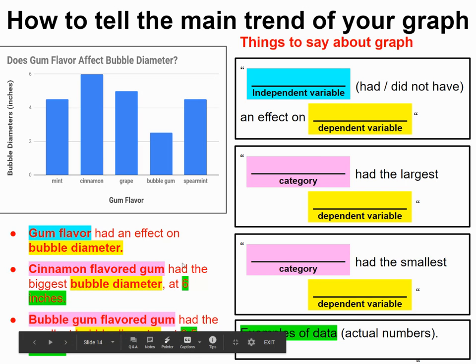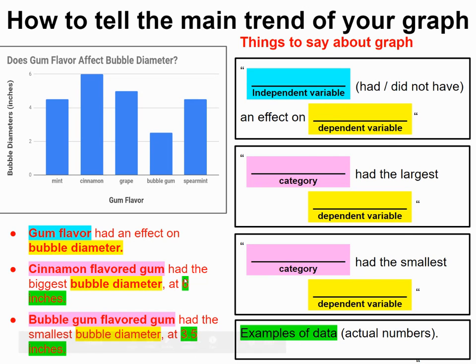Cinnamon flavored gum had the biggest bubble diameter at 6 inches. So here's your actual example of data, and here's your category. That's the biggest because there it is. You have to look at your graph to see what is true. The bubblegum flavored gum had the smallest bubble diameter. So here it is, and it does have the smallest diameter at 3.5. Oh, no, that's probably 2.5. Sorry about that, that's an error in my slide. I will fix that when I'm done with this video. It had the smallest bubble diameter.